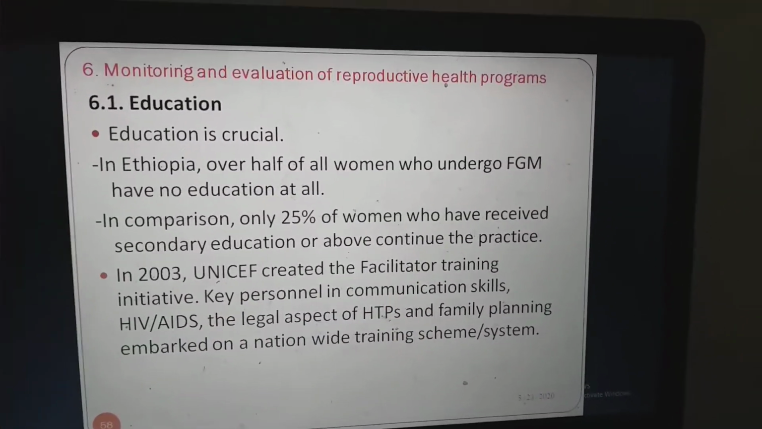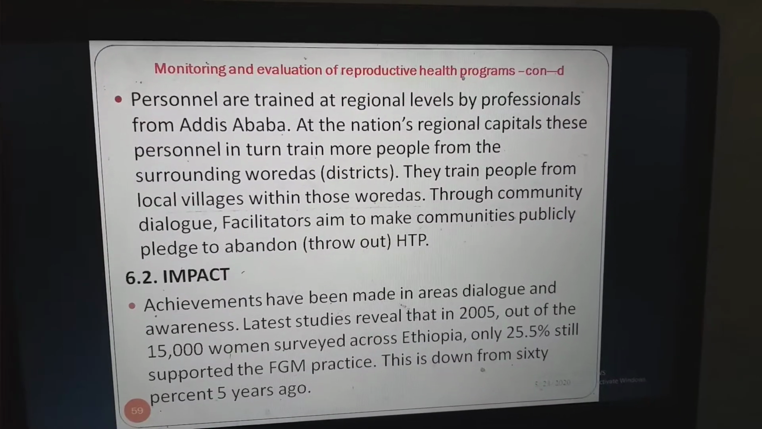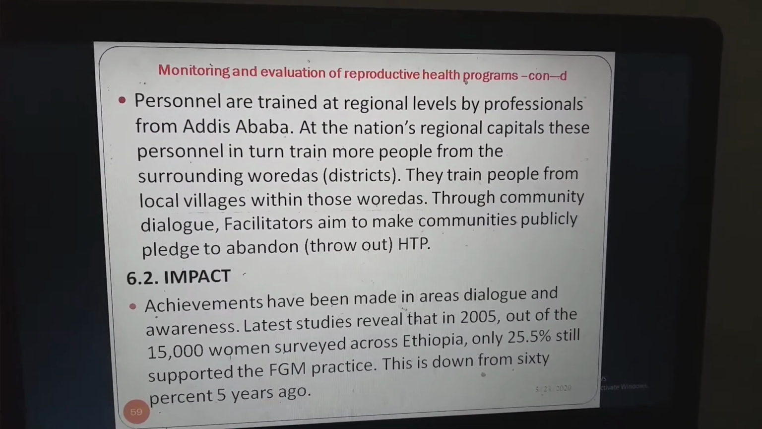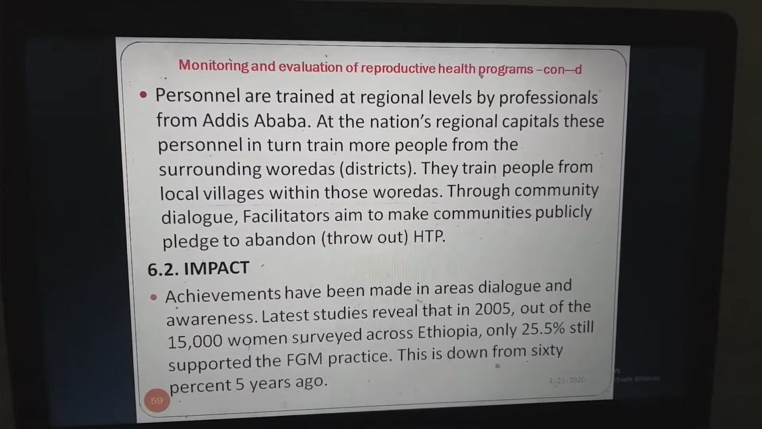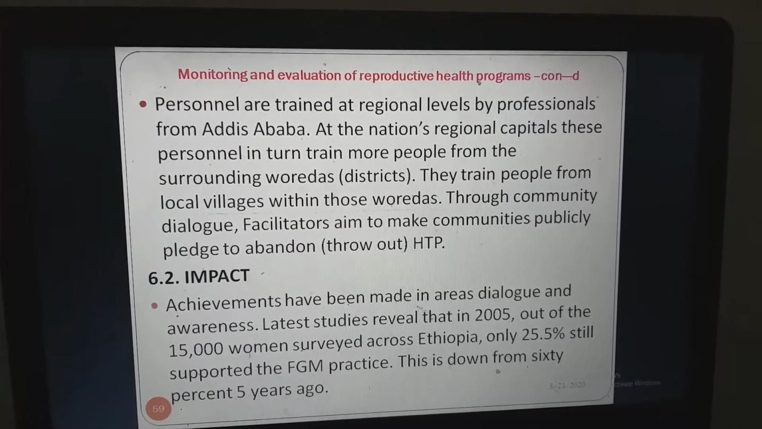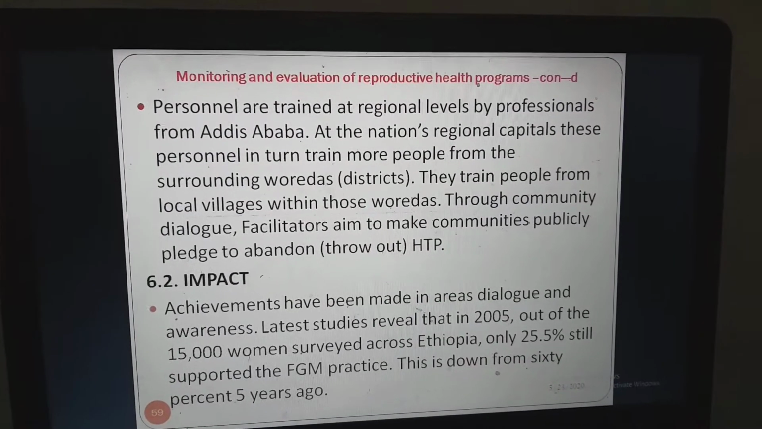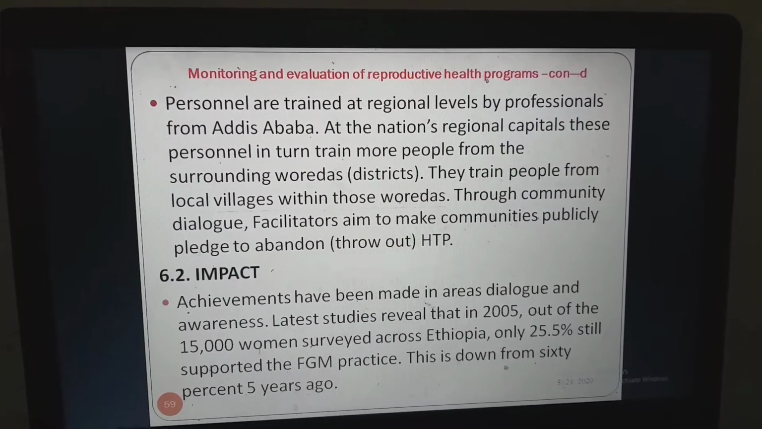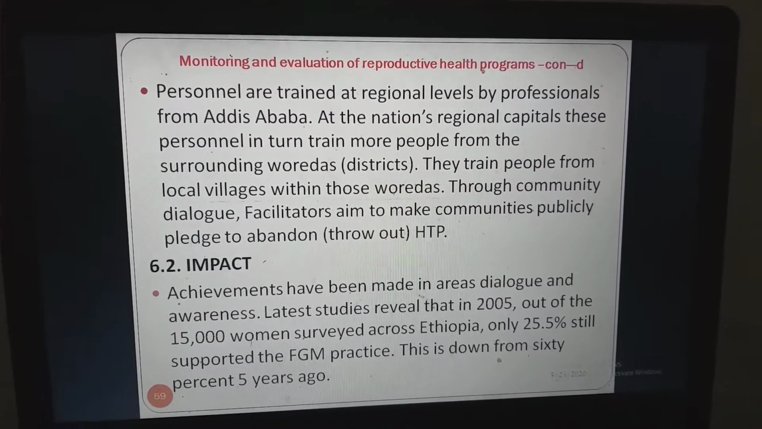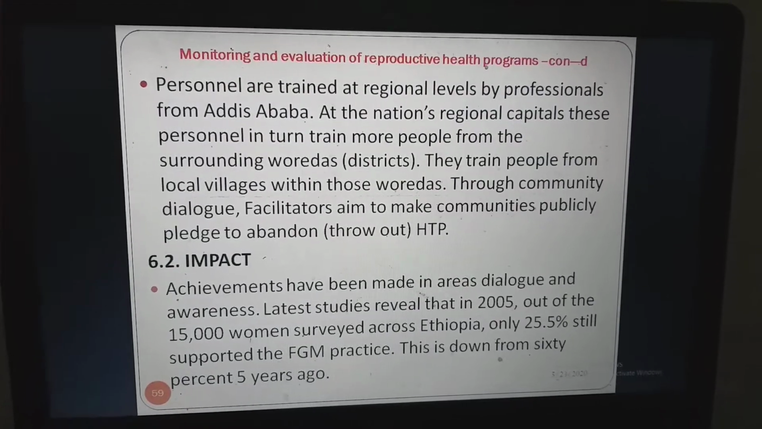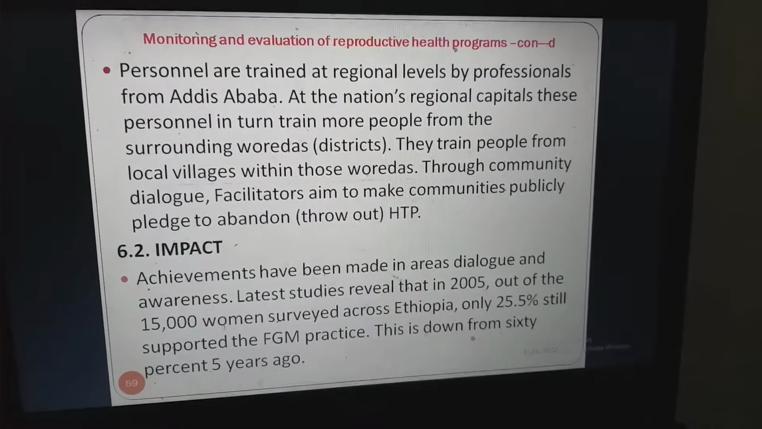So the first one is education. Personnel are trained at regional levels by professionals, in Ethiopia from Addis Ababa, in Somalia from Mogadishu, as the nation's regional capitals. These personnel in turn train more people from the surrounding woredas or districts. They train people from local villages within those woredas through community dialogue. Facilitators aim to make communities publicly pledge to abandon all HTPs.